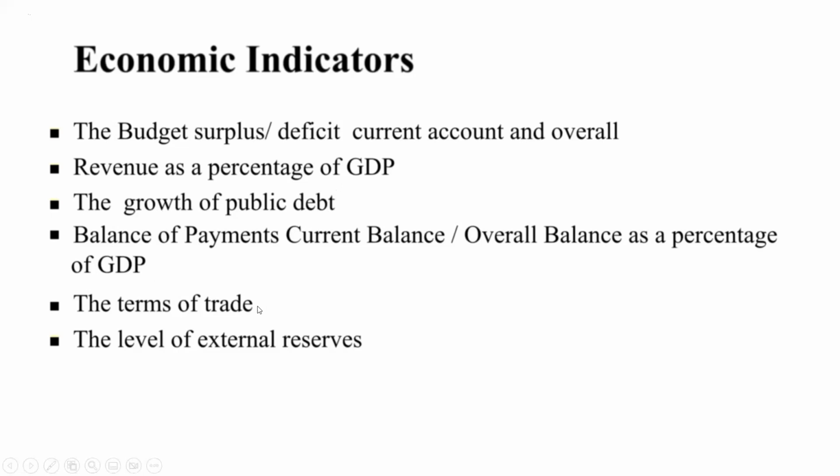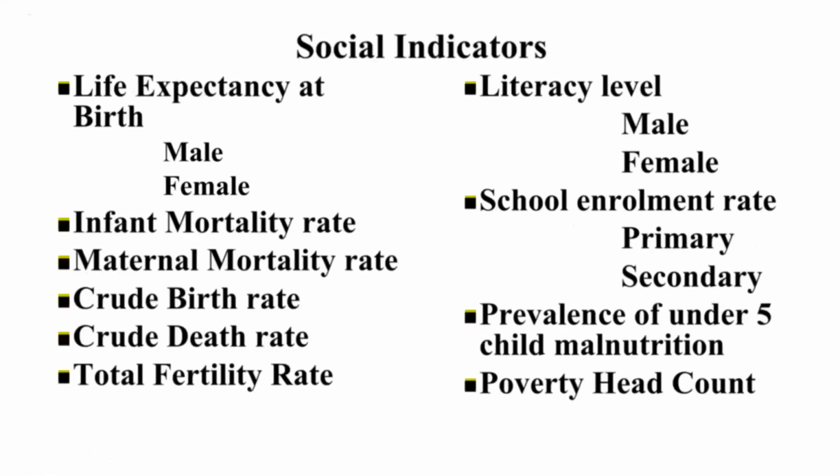the terms of trade, the level of external reserves. Then these are economic indicators. These are social indicators also there. Life expectancy at birth, infant mortality rate, maternal mortality rate.